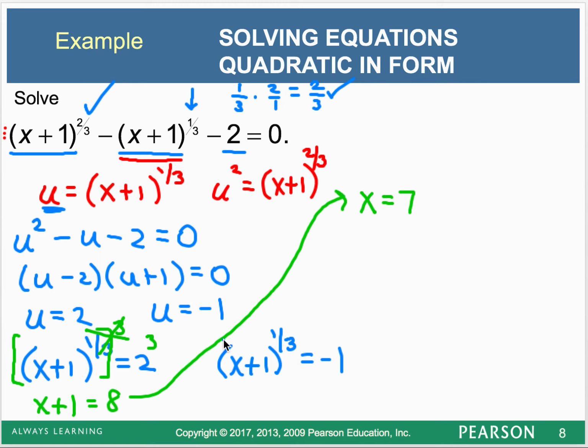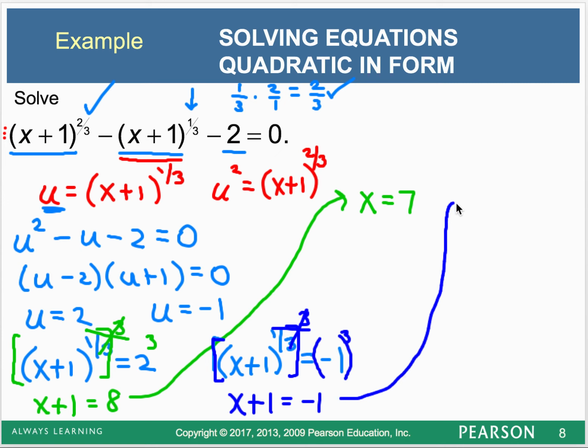And then on this one, same thing. Raise it to the 3rd power, both sides. Got to get that negative in there too. 1/3 times 3 is 1. So you have x plus 1 equals -1 cubed, which is -1. So if you subtract 1 from both sides, x is -2.